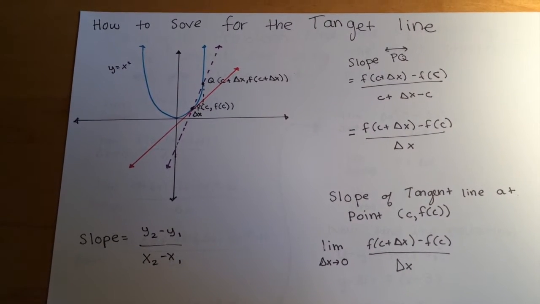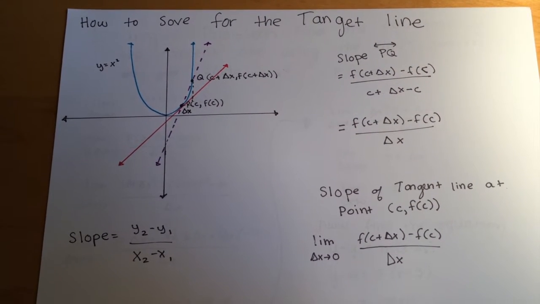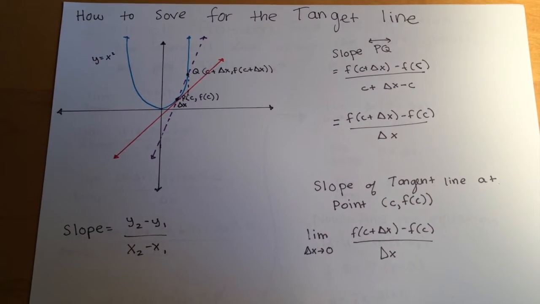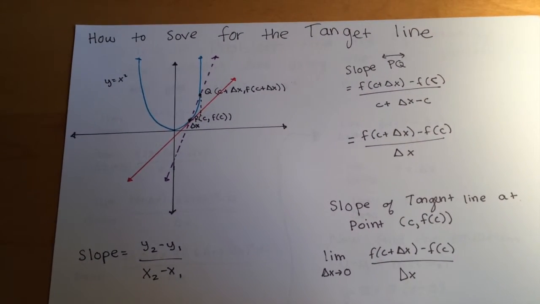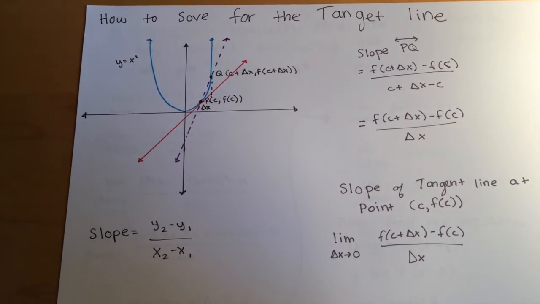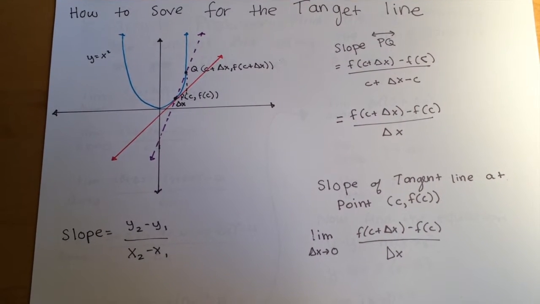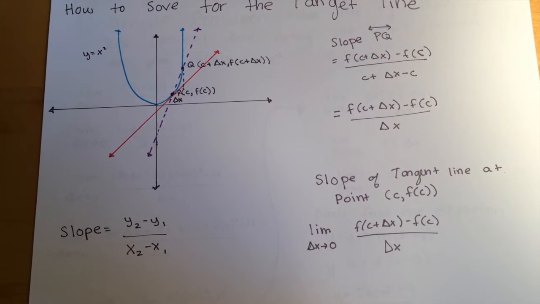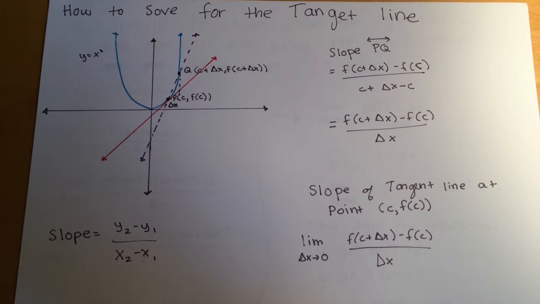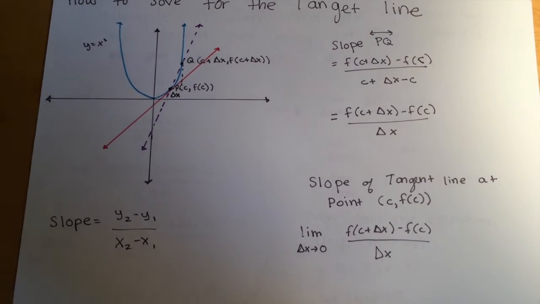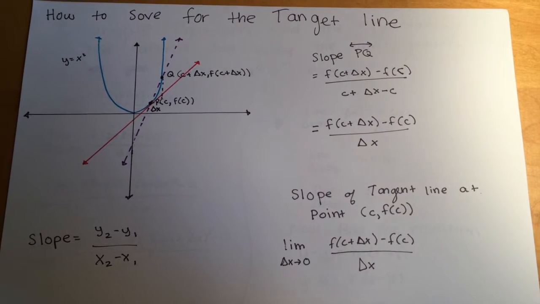And so to solve for the tangent line, we have an example here where the function is y equals x squared, and we have 2 points, point P and Q. And so we want to find the slope of the tangent line at P. So what we know to do first is to find the slope between P and Q. And so if P is (C, f(C)), and the difference between P and Q of the x value is delta x, then the point Q is (C plus delta x, f(C plus delta x)). Now, we know that the slope is y2 minus y1 over x2 minus x1.